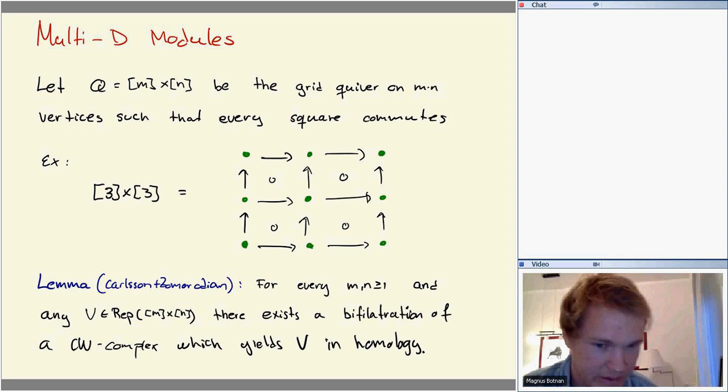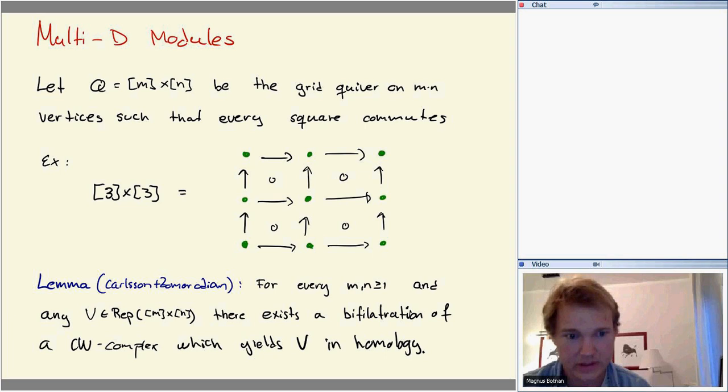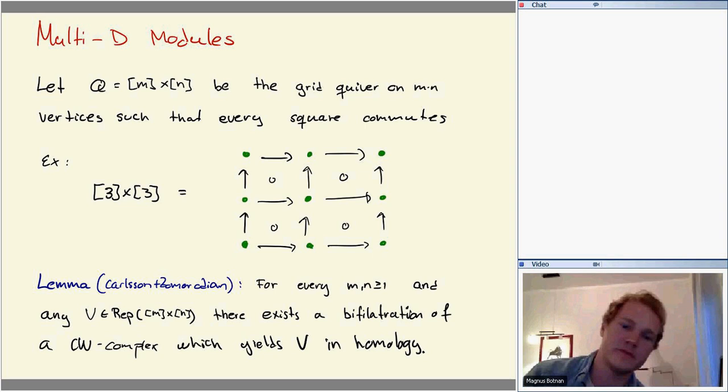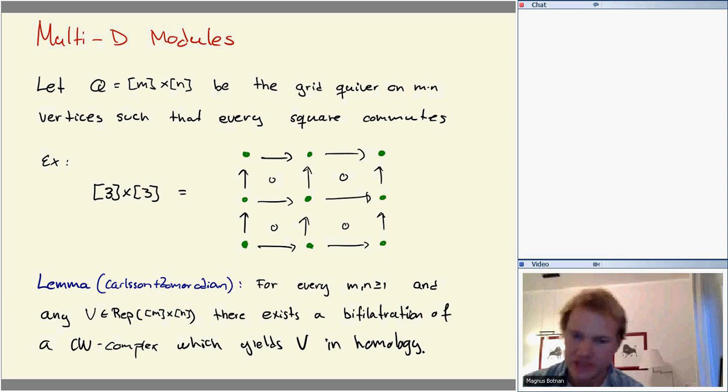And that's a theorem by Carlsson and Zomorodian, and by Bjerkevik and Lesnick's thesis. I don't think it's in the paper, but for sure it's in my thesis. It says to consider any quiver and any representation of the quiver, then you can find a bifiltered CW complex which yields this representation in homology. This means that in general it is just as hard as wild problems, making all the arrows go to the right and up.